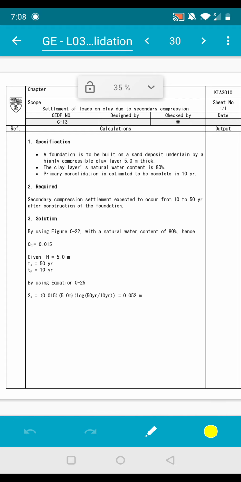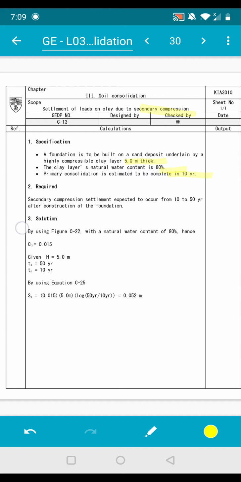Now let's look at a new topic on the scope of settlement of loads on clay due to secondary compression. Now we're going on to secondary compression. The specification is given as follows: a foundation is to be built underlain by a highly compressible clay layer 5 meters thick. The clay layer's natural water content is 80%, and the primary consolidation is estimated to be complete in 10 years. What is required? Secondary compression settlement expected to occur from 10 to 50 years after the construction of the foundation.